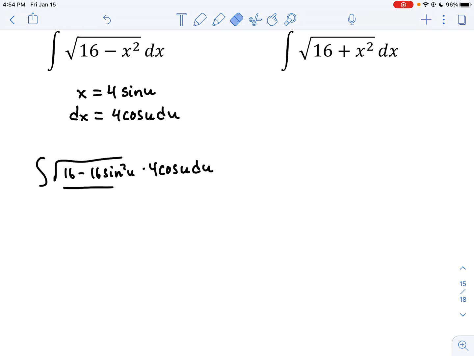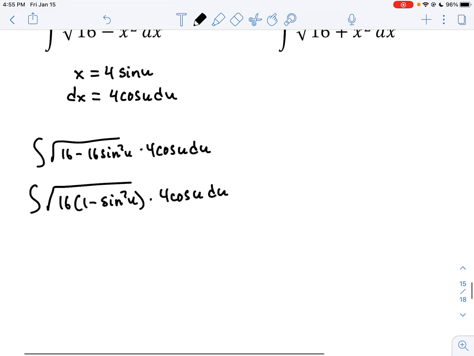Now the nice thing about this is 16 can be factored out. Those coefficients match. Factor out the 16, and you're left with a 1 minus sine squared. That's all inside a square root still. The rest of this copies down, so times 4 cosine of u du in an integral.